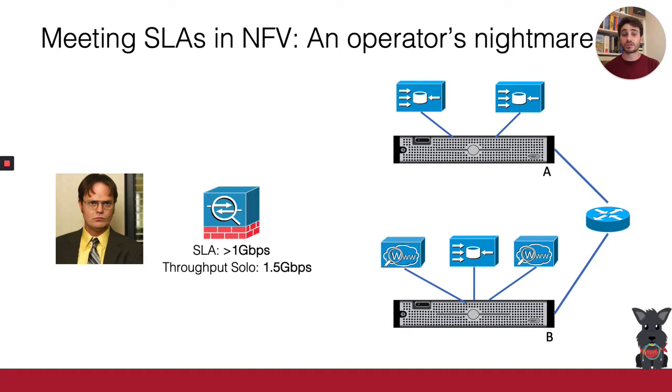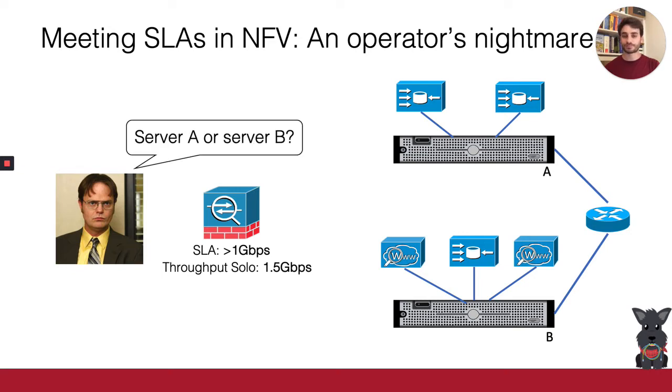Our protagonist for today's talk is Dwight, who now works as an NFV operator for his local ISP. Dwight was tasked with deploying a software firewall in the ISP's NFV cluster, such that its throughput SLA of 1 Gbps is met. In his small cluster, Dwight only has two deployment options, either co-located on server A with two already running NFs, or co-located on server B with three other NFs.